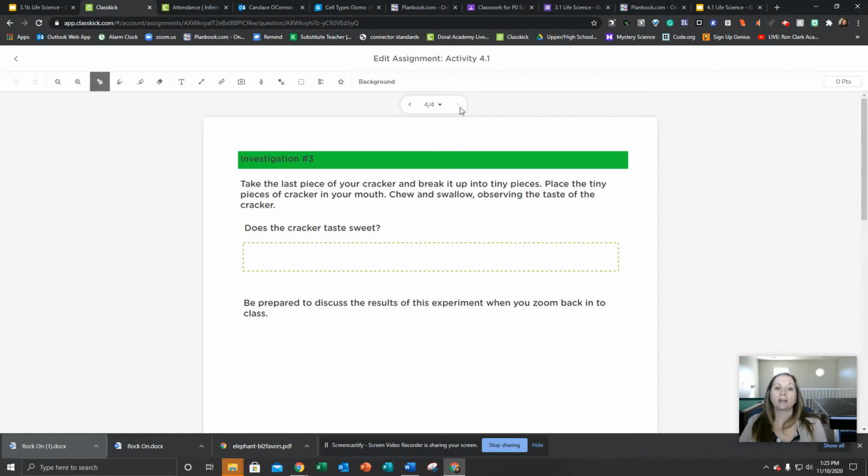And then you're going to do investigation 3. This time you're going to break that cracker up into tiny, tiny pieces with your hands, and then you're going to chew it. You don't have to time yourself this time. You just put it in your mouth, chew it, and swallow, and see if you taste anything sweet when you are chewing that cracker that time. Then when you finish this, come back to the video, unpause it, and then you will finish the video.